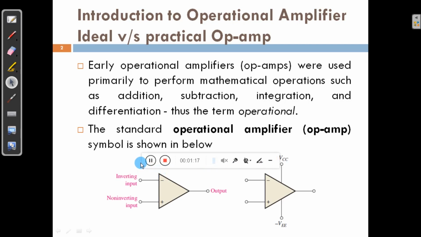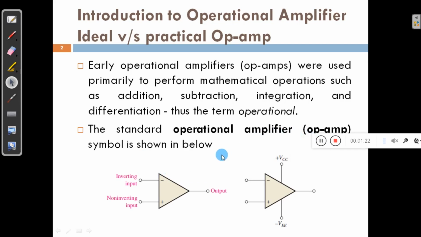So operational amplifier is a high gain, high bandwidth differential amplifier. The symbol of the operational amplifier is shown here. This is the inverting input, this is the non-inverting input, and this is the output. This amplifier is connected to the biasing voltages plus VCC and minus VEE.